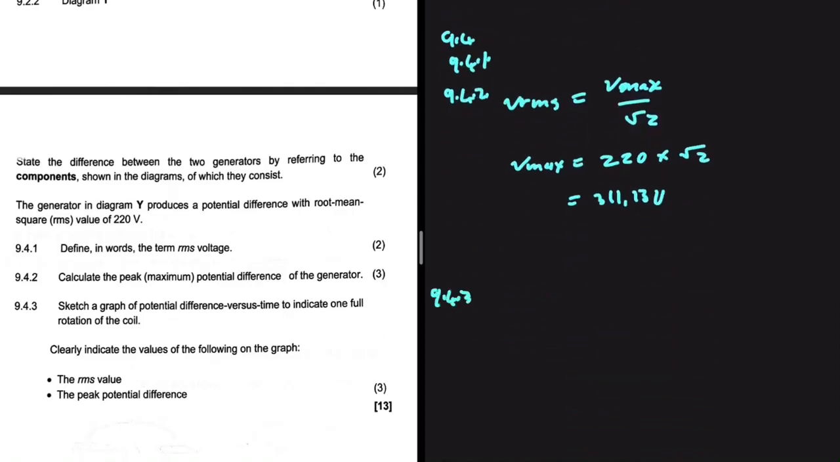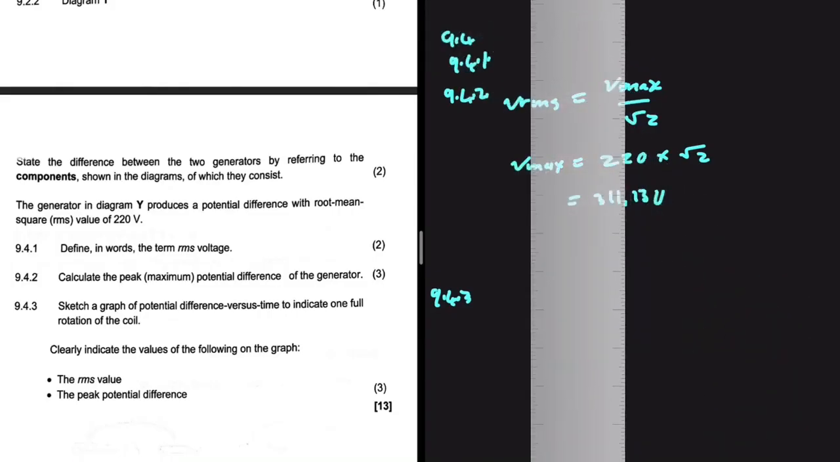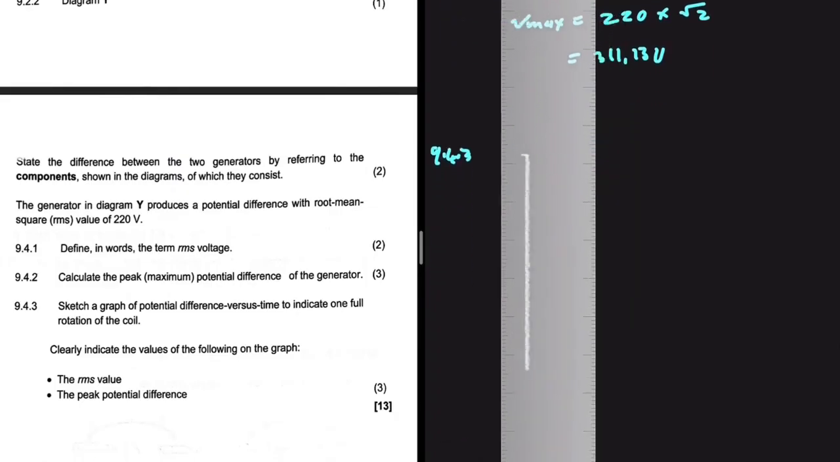The last question, 9.4.3. Sketch a graph of potential difference versus time to indicate one full rotation of the coil. Clearly indicate the values of the following on the diagram: the RMS value and the peak potential difference. We're interested in diagram Y. Diagram Y is the AC generator. So we're supposed to have a graph of potential difference versus time for an AC generator. It looks different from the potential difference versus time graph of a DC generator.